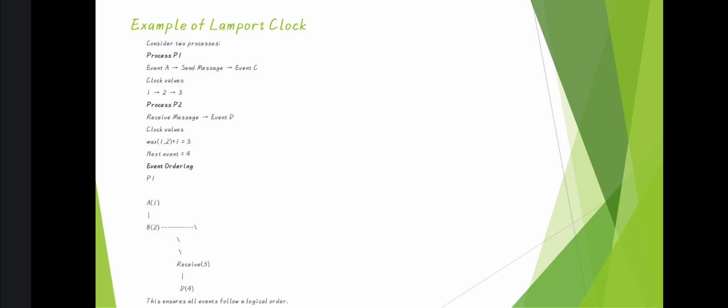Event ordering in the execution: how do we execute the Lamport clock? B1 first in process, then A2, then B2, then the message is received, then D4. This ensures all events are in logical order. The processes handle first event A, sending and receiving messages, and the last ending event D.